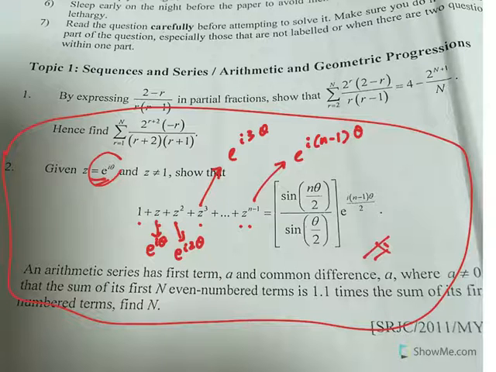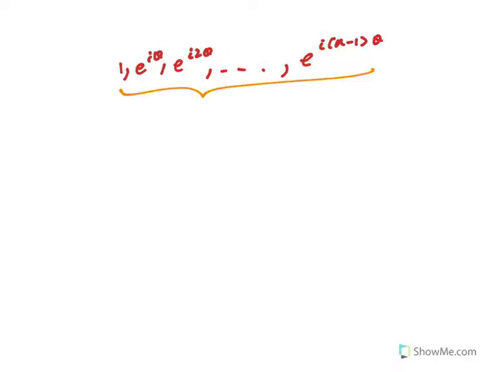And I see, oh, actually this here is just a GP, right, where I'm looking at a summation of terms 1, e to the i theta, e to the i 2 theta, all the way to e to the i n minus 1 theta. And I can see that this is actually a GP. There's a total of n terms, from 1 all the way to n minus 1, so in total there are n terms. And because I start from 0 theta, the first term is just equal to 1.